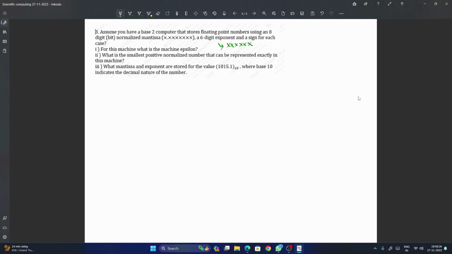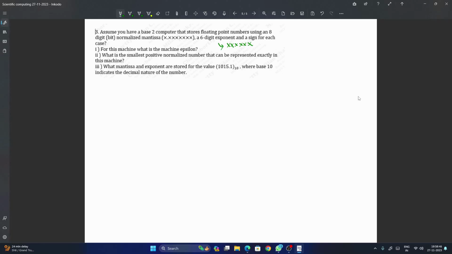So in the mantissa also you don't have to save only after the decimal, you can save the point before the decimal also, but in the normalized form. So it is a particular type of machine where the machine formats are already given. Now for this machine, what is the machine epsilon? That is the first question.